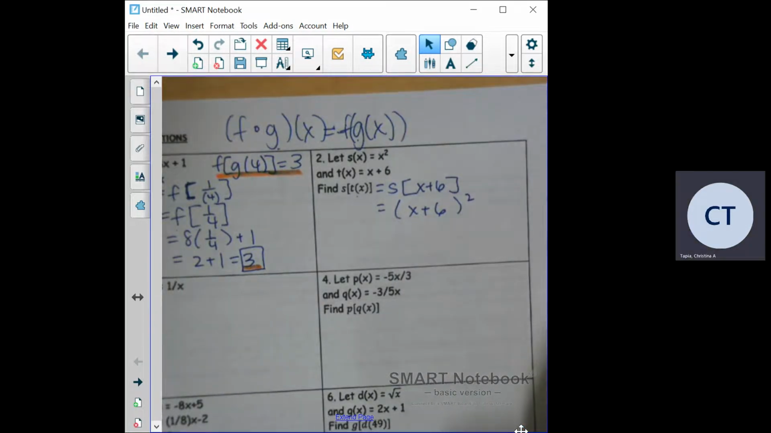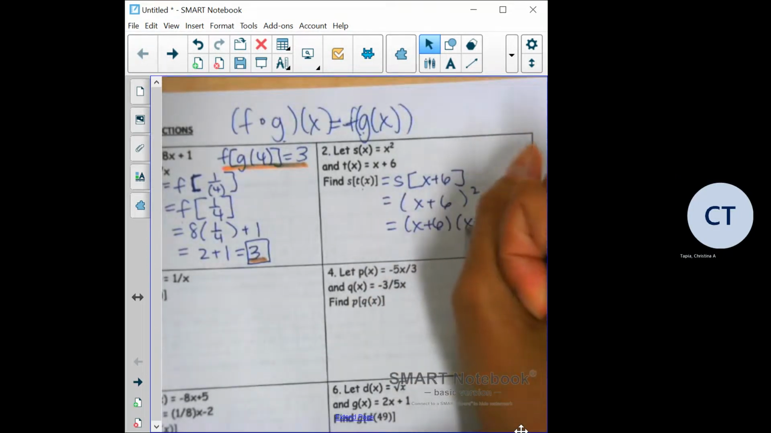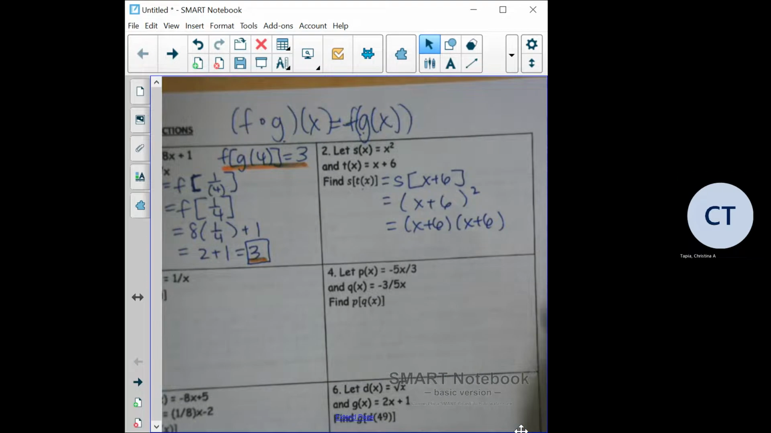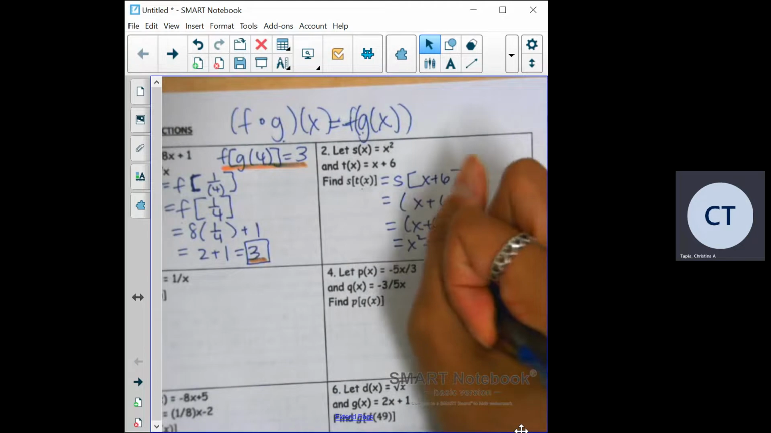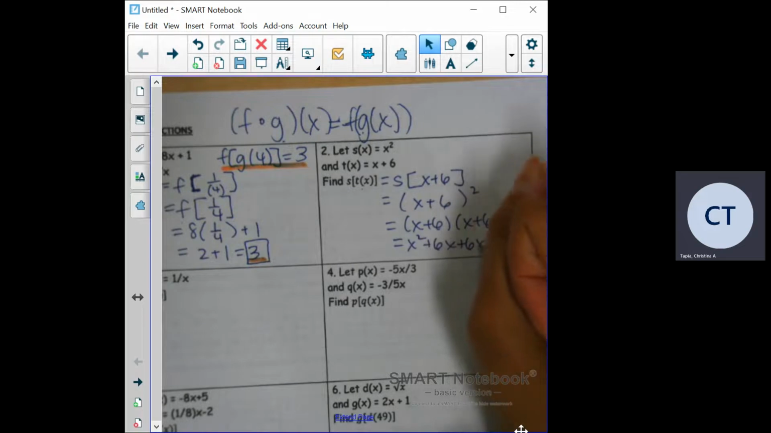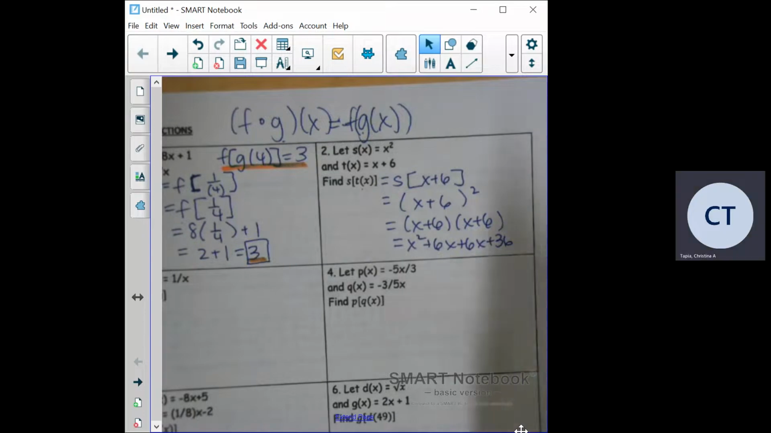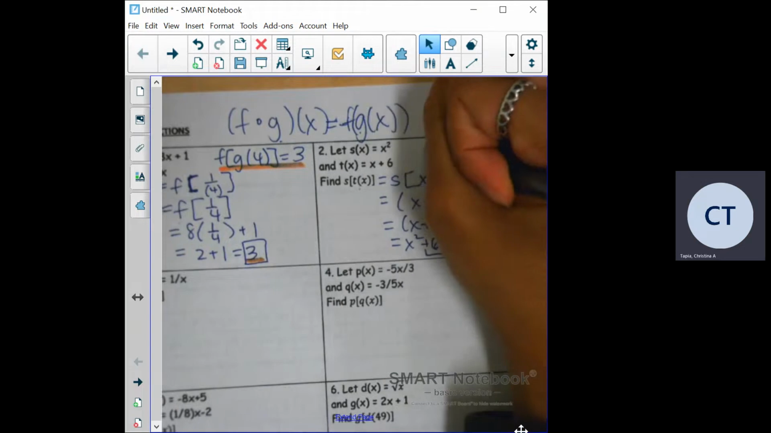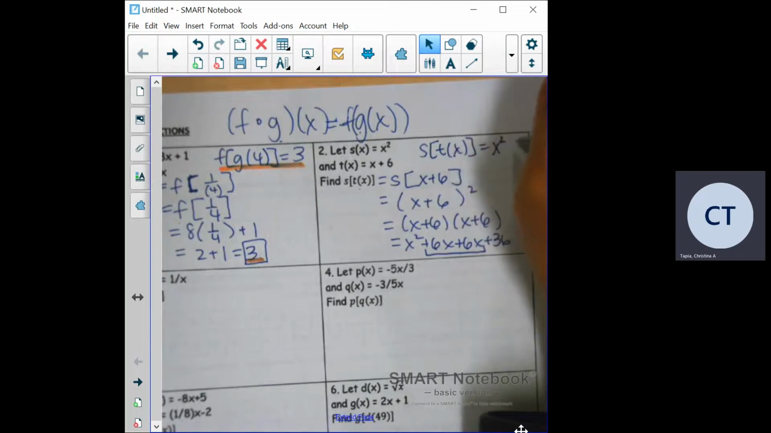Just like we saw on the last page, we're going to have to FOIL this. So we'll have x times x is x squared. X times 6 is 6x. 6 times x again is 6x, plus 36. All I need to do from here is combine my like terms. My answer, which I'm rewriting at the top of the page because I ran out of space, is x squared plus 12x plus 36.